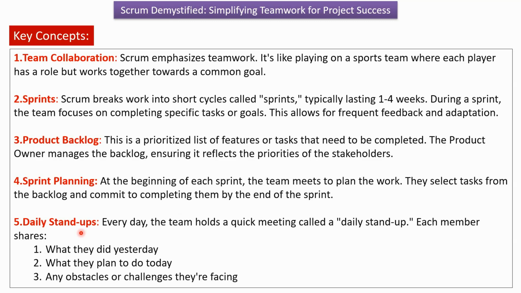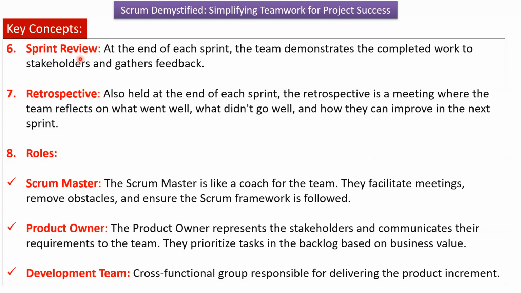Fifth point is daily stand-ups. Every day the team holds a quick meeting, and it is called a daily stand-up. Each member shares what they did yesterday, what they plan to do today, and any obstacles or challenges they are facing. Sixth point is sprint review. At the end of each sprint, the team demonstrates the completed work to the stakeholders, and the stakeholders provide feedback that will be gathered.